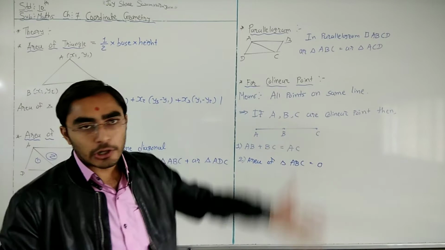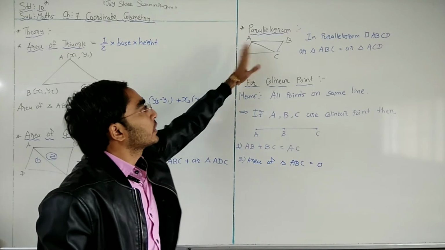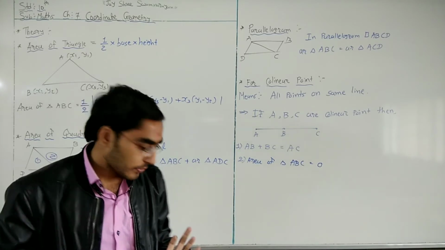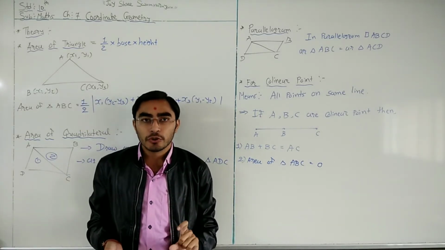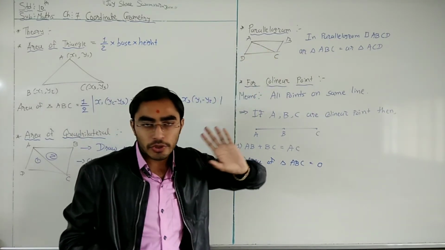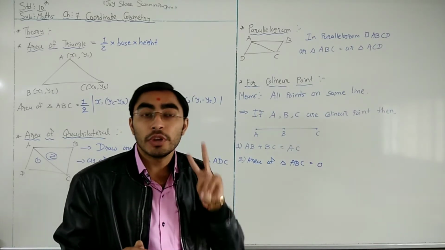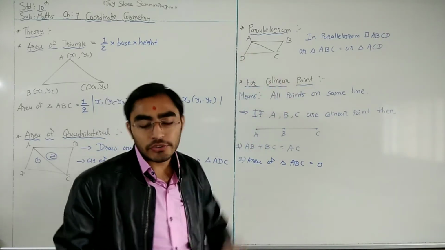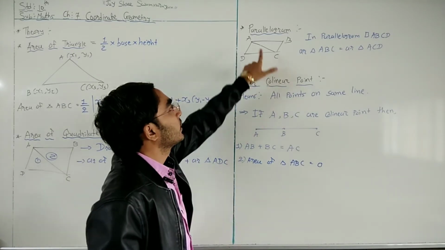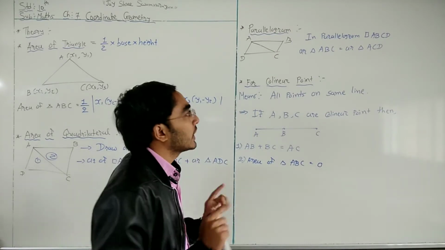Then next parallelogram. Now in parallelogram, here we have parallelogram ABCD and I draw the diagonal AC. Now, in parallelogram, one thing we know, that is area of both these triangles is equal. Okay, diagonal AC divides the parallelogram into two equal parts. That means area of triangle ABC and area of triangle ACD both are equal.